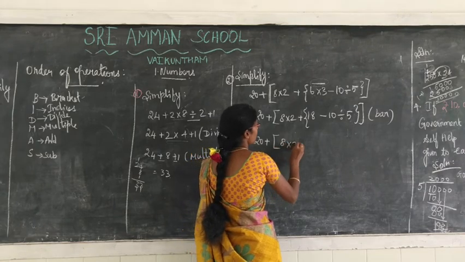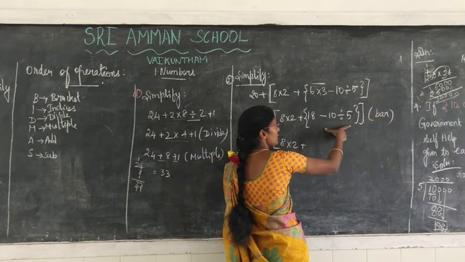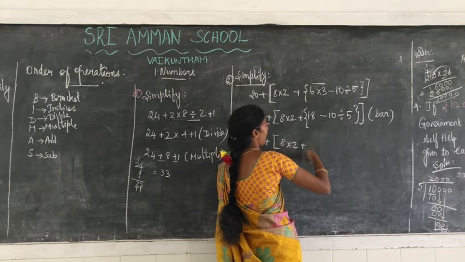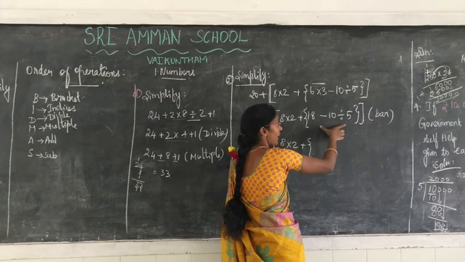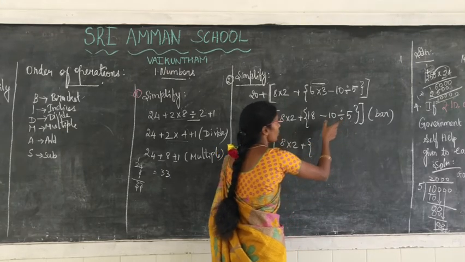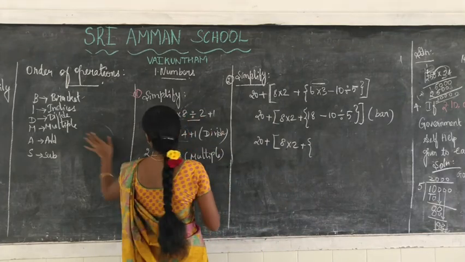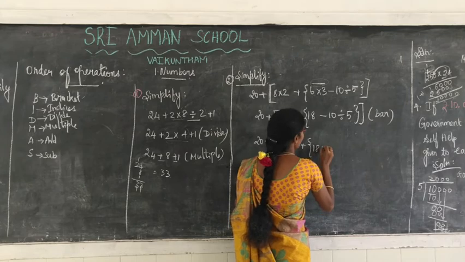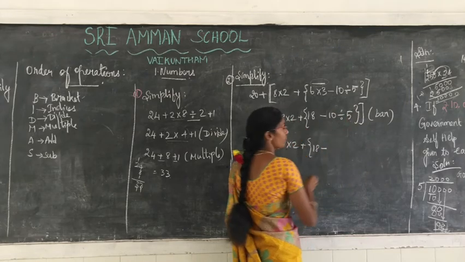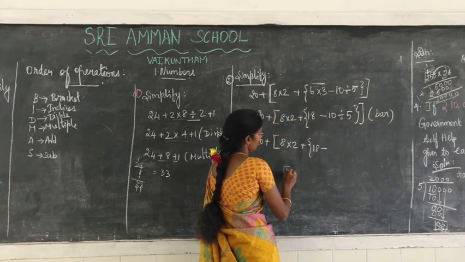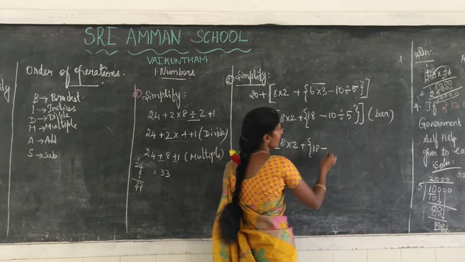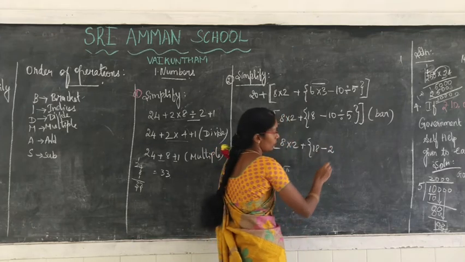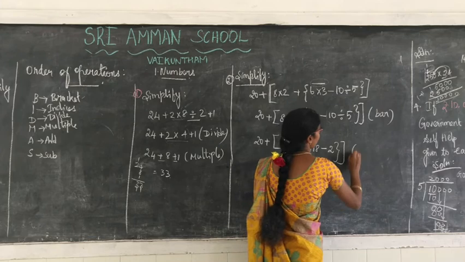So 8 into 2 plus, so this is the first bracket we have to do here. Within this bracket there are two symbols. So of these two, which symbol has the highest priority? Divide. So we have to do divide first. So 18 minus 10 divided by 5. So what is that? 10 divided by 5. 2 5s are 10. So 2. So what did we do here? Divide.